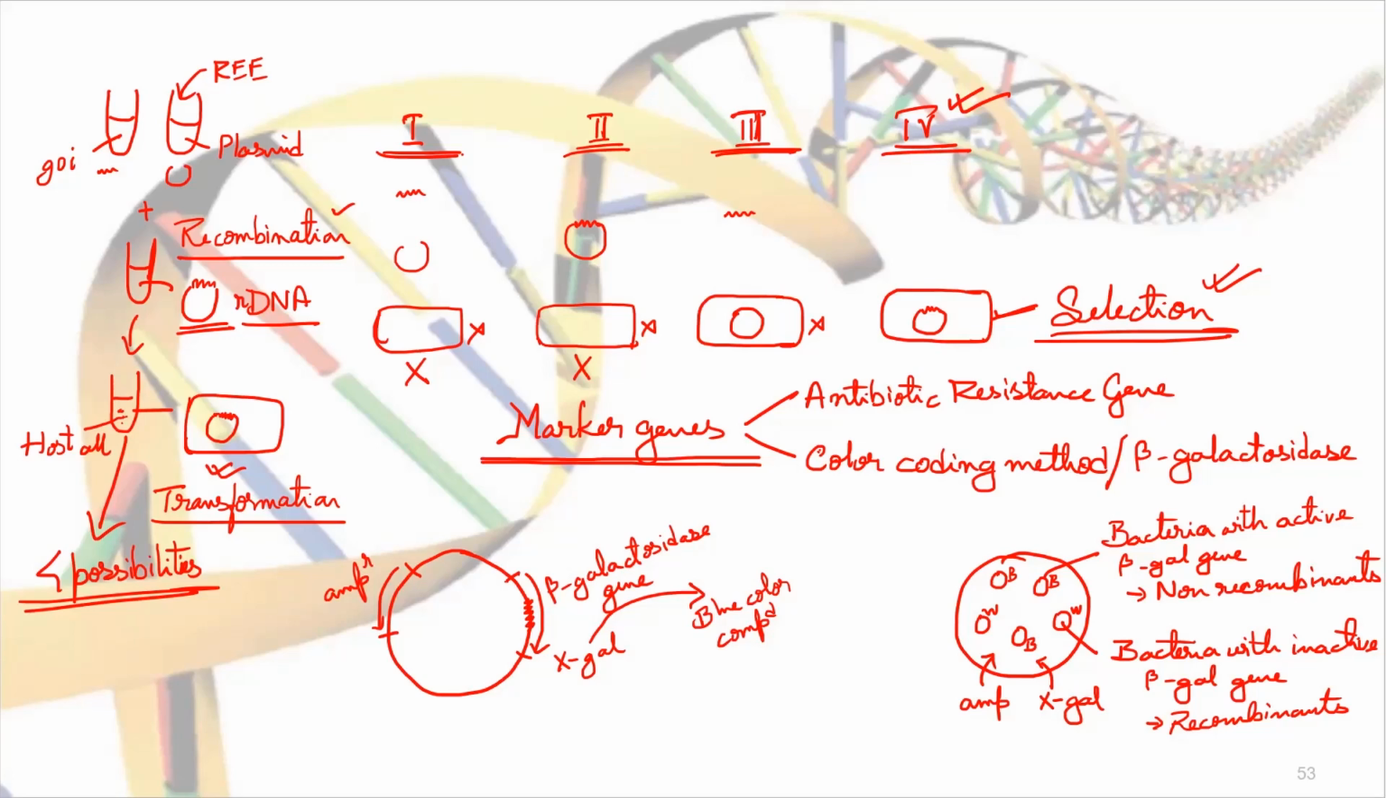The selection process. Selection is a very, very important process. Without doing selection, you cannot get a successful recombinant or a successful transformant. So selection is a necessary process. When we look at the overall steps one after the other, there you will understand where this selection process takes place, and what the significance of this process is.